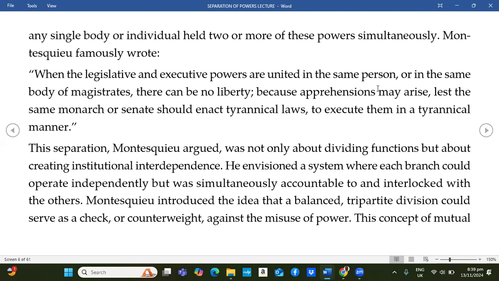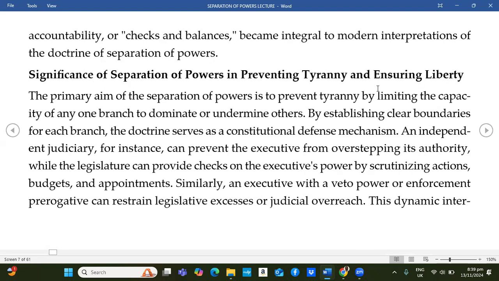And that is the concept of what you call mutual accountability, or popularly known as checks and balances. So checks and balances is just the idea that each organ would hold the other to account. So in modern times, when we are talking about the doctrine or the concept of separation of powers, it is very much linked with the idea of checks and balances, the idea of mutual accountability among the tripartite arms of governance, the executive, the legislature, and then the judiciary, as it were.